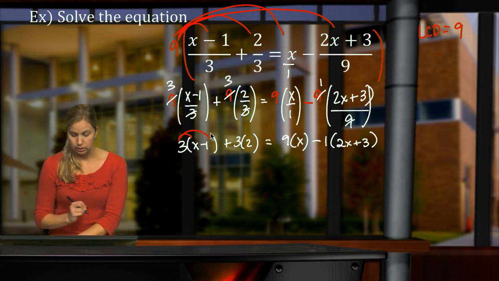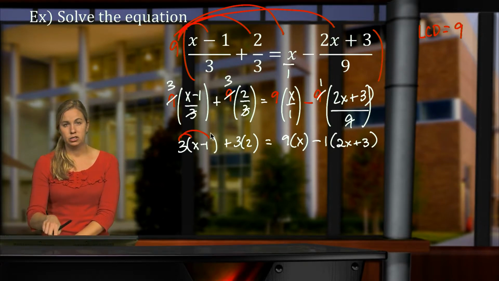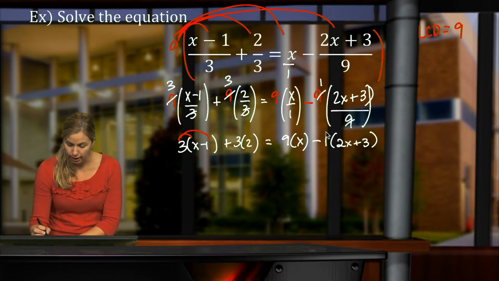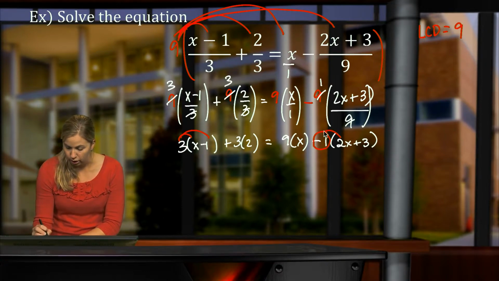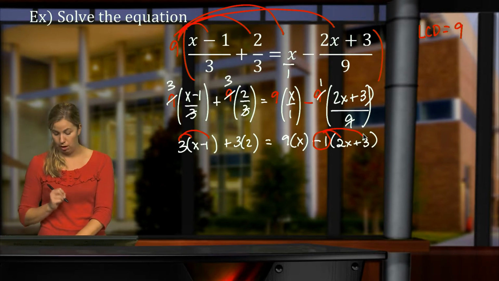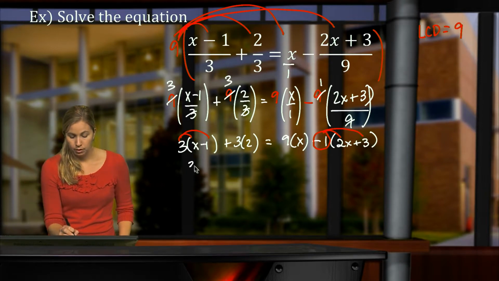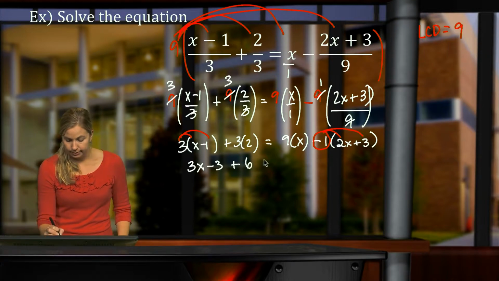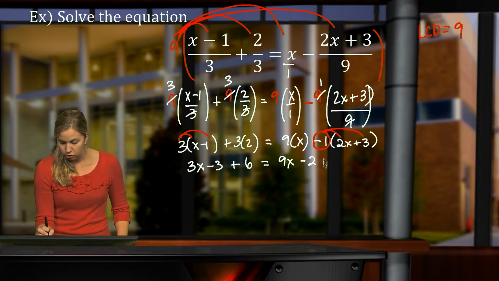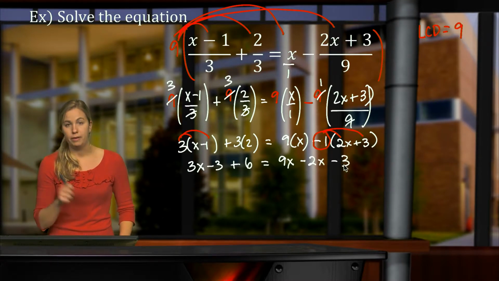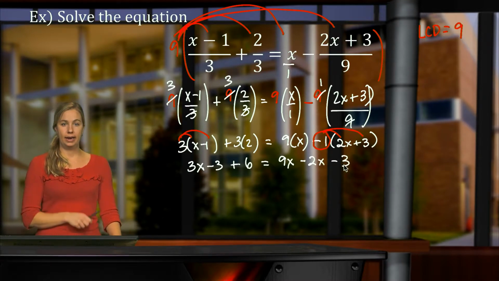So we will distribute this first 3. The second 2 terms are just going to be multiplication. And then in this last one, we're distributing that negative 1. So we have 3x minus 3 plus 6 equals 9x minus 2x minus 3. Be very careful distributing that negative.